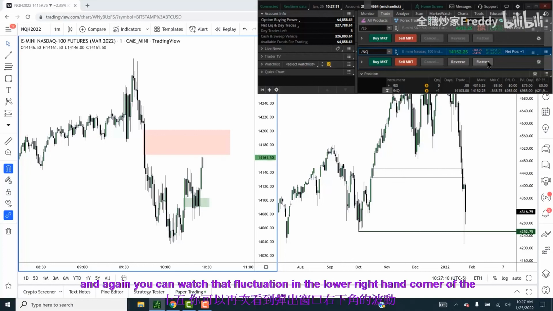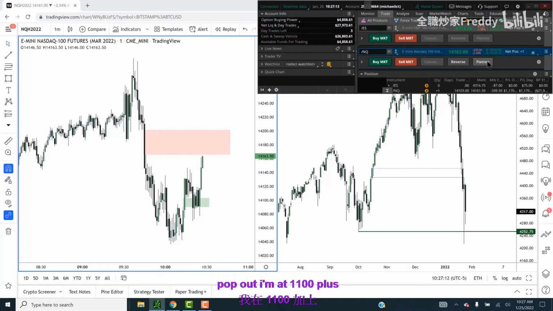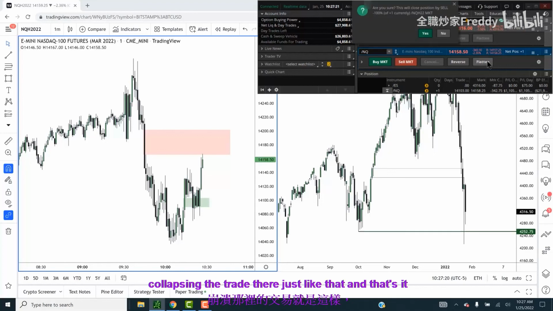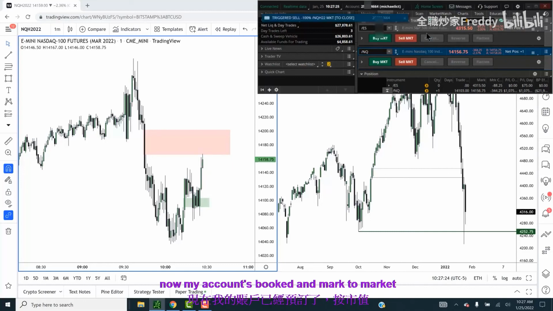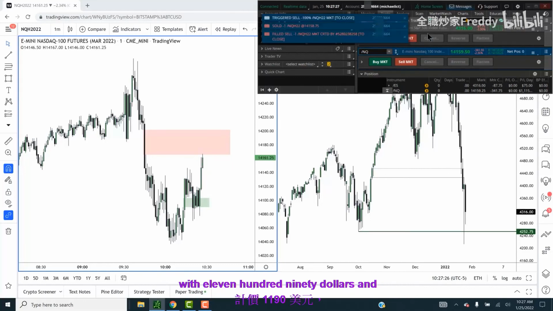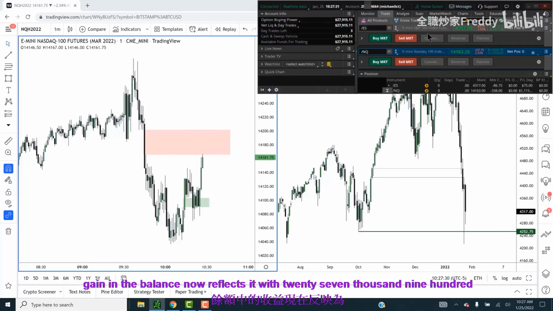And again, you can watch that fluctuation in the lower right hand corner of the pop out. I'm at 1100 plus, 1149. Okay, traded there, touched it. Now I'm collapsing the trade there, just like that. And that's it. Now my account's booked and marked to market with $1,190 in gain.